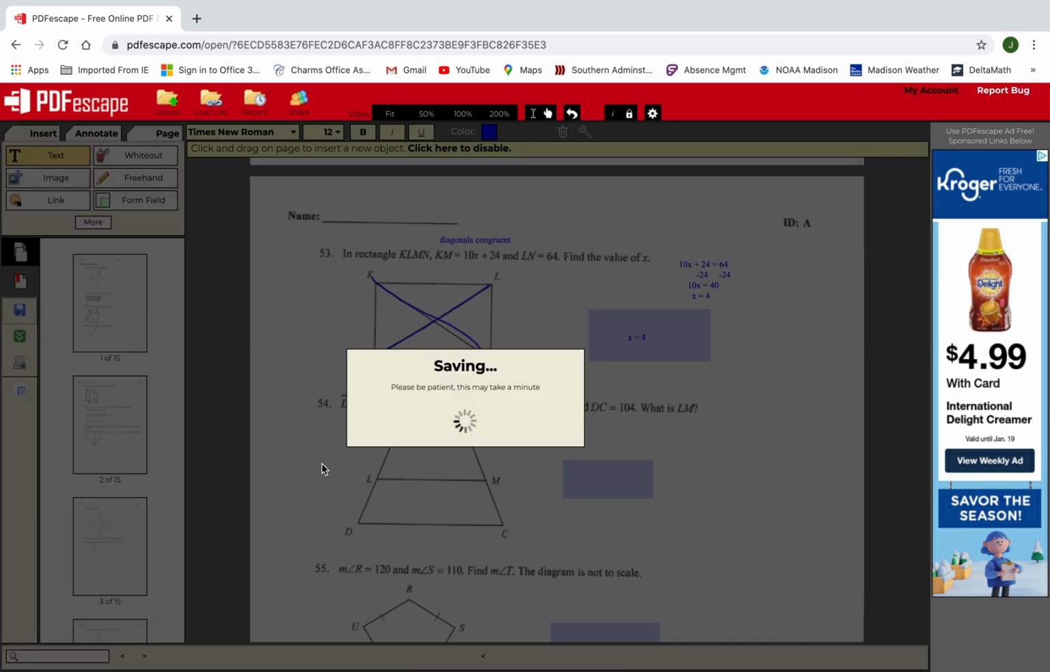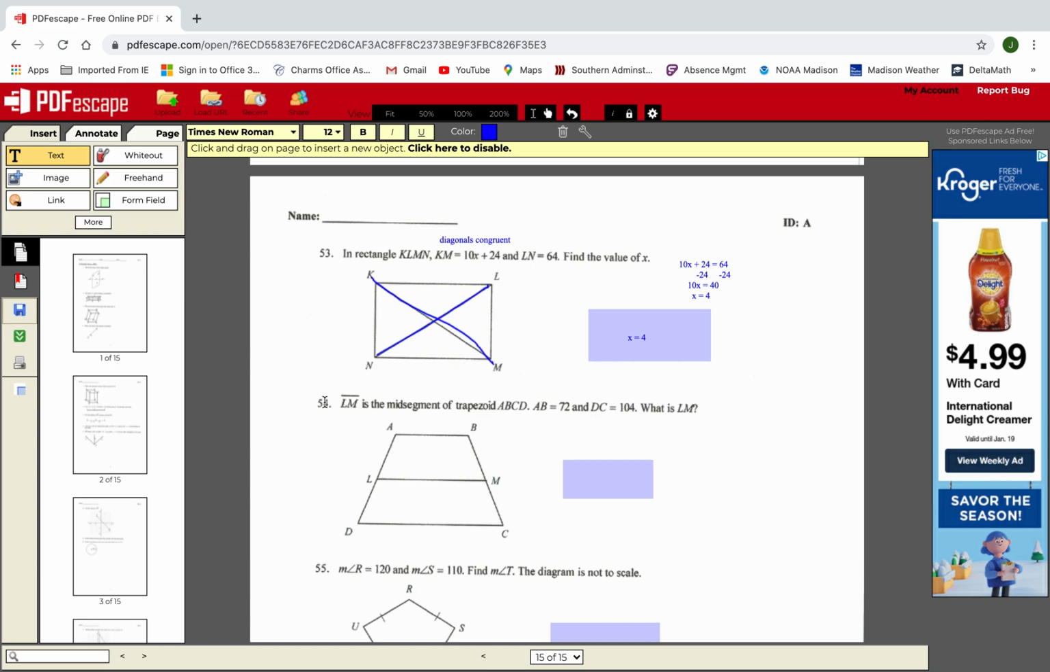Okay. 54 is our last one. This says that LM is the mid-segment of this trapezoid. AB is 72. And DC is 104. The mid-segment is half of the sum. Okay? So LM is half of 72 plus 104. Or 2 times LM. And I put a little x on LM. 2x equals 72 plus 104. So 2x equals 176. So all I need to do is divide 176 by 2, and we're good.